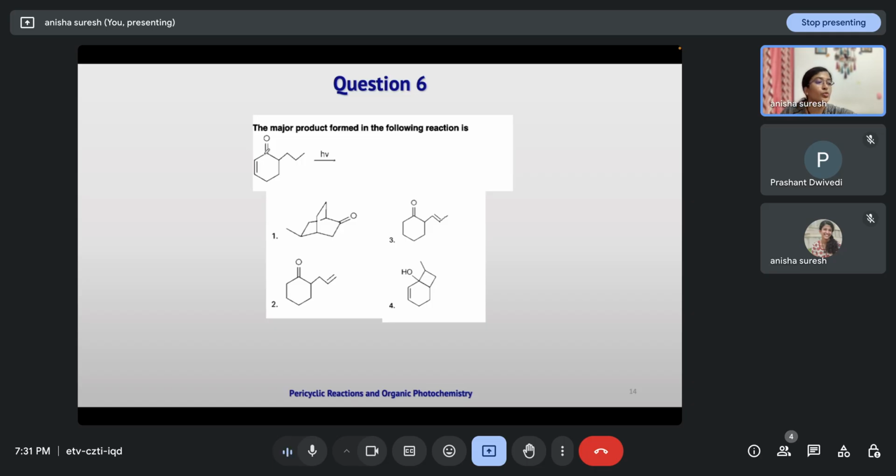So I will give a clue. This compound will be undergoing Norrish type 2 reaction. So what will be the final product?